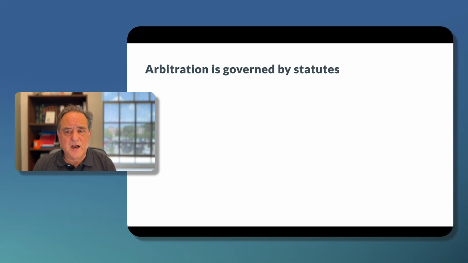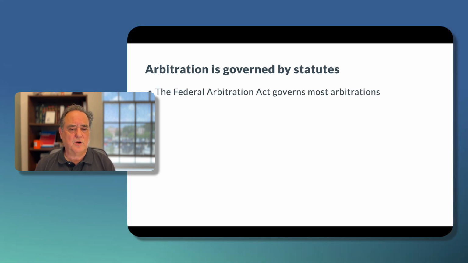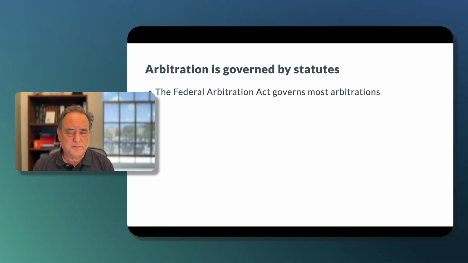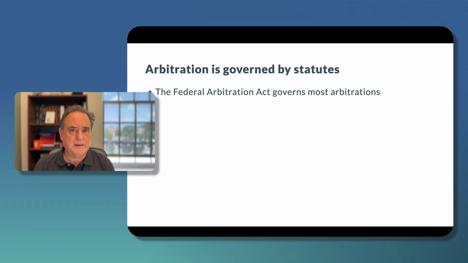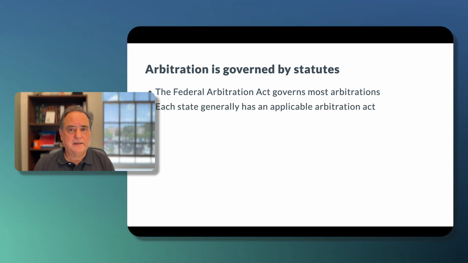Now, arbitration is governed by statutes, and in the United States, the most important arbitration statute is the Federal Arbitration Act, sometimes referred to as the FAA. This statute governs most arbitrations. Now, every state has its own version of an arbitration statute. However, if there's any sort of conflict between the state statute and the federal statute, it is the federal statute that applies.